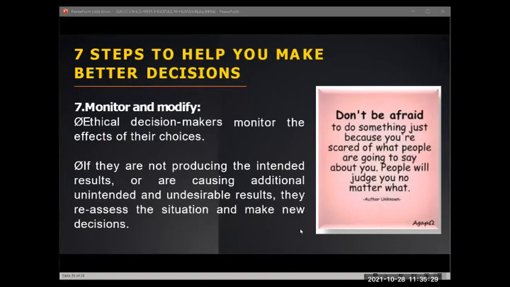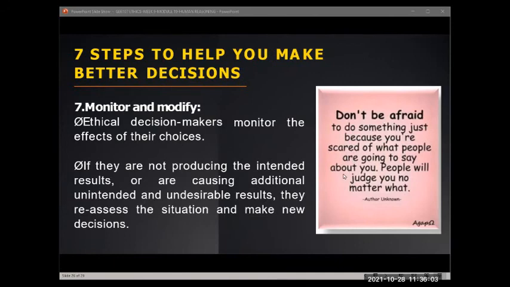Seventh, monitor and modify. Ethical decision makers monitor the effects of their choices. If they are not producing the intended results or are causing additional unintended and undesirable results, they reassess the situation and make new decisions. And always remember, do not be afraid to do something just because you're scared of what people are going to say about you.